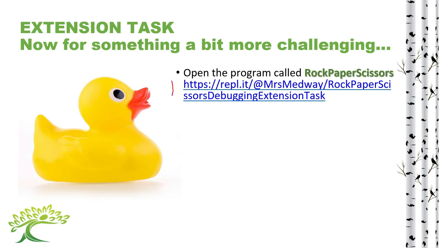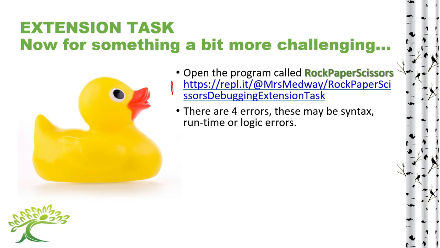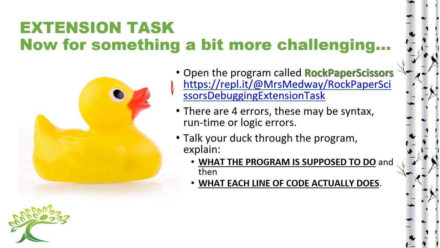So there's your link. I'd like you to go over to that link, and then once you've done that, you've got 4 errors there. Now, as it says, we're not going to tell you whether they're syntax errors, runtime errors, logic errors, but there are 4 errors in the program, and your task is to try and work out what the program is supposed to do, and then what each line of code actually does, and identify what those errors are and to fix them.